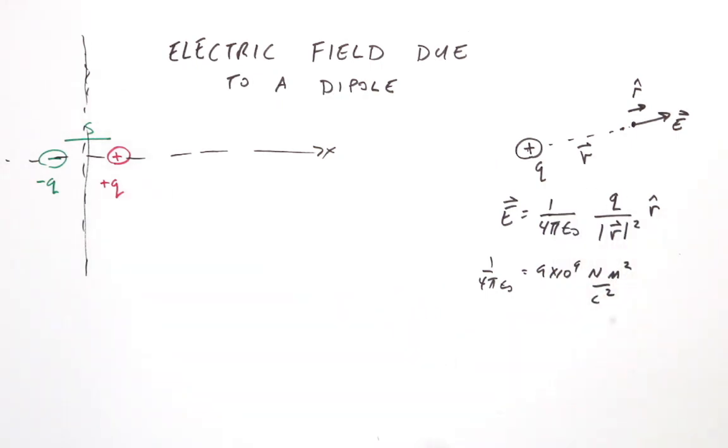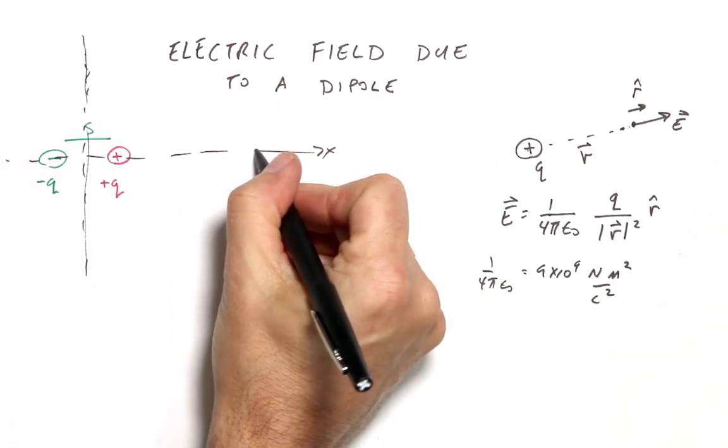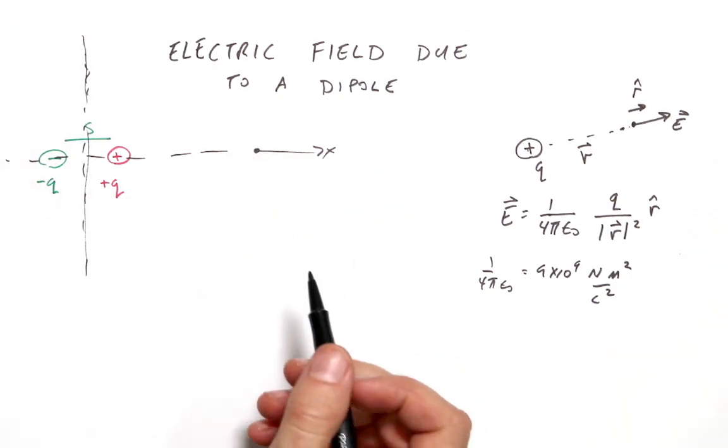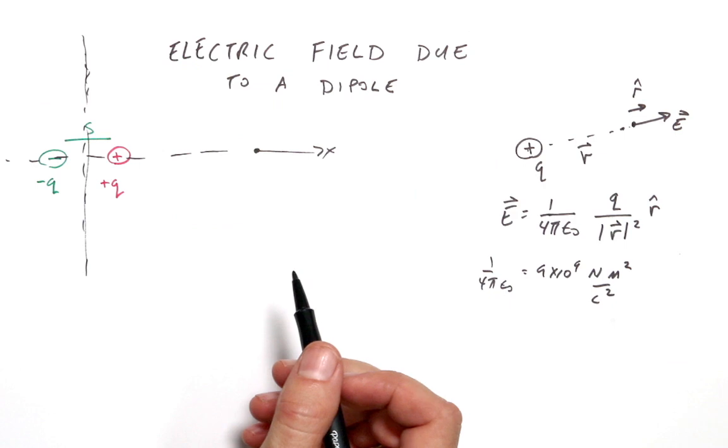What if I have two charges? Well, if I want to find the electric field right here due to these two charges, I just have to find the electric field twice and add them together. And that's what I'm going to do.